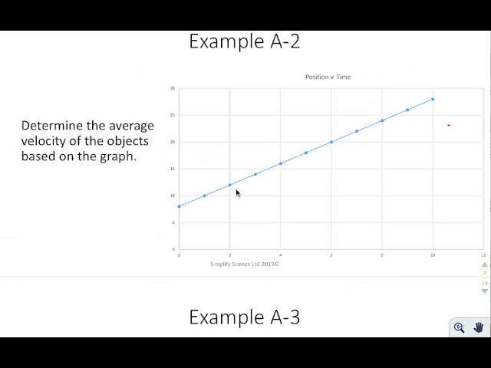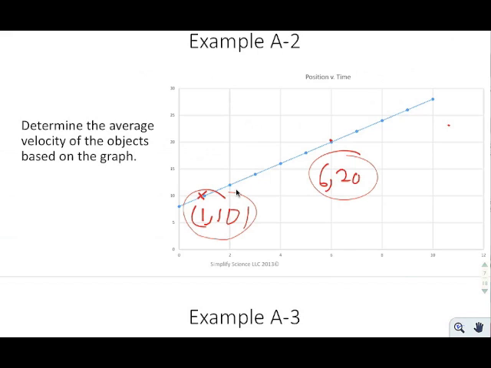Example A2 says determine the average velocity of the object based on the graph. So once again, if we're trying to find average velocity on a position versus time graph, we take any 2 points, and it doesn't matter what points you take. A lot of times it's easier to take ones that are actually on lines here. So I'm going to take this one right here, and I'm going to say that that's 1 comma 10. And then I can take another one that's, let's say, right here, and I can say that that is 6 comma 20. Since these are straight lines, it doesn't matter, the slope is going to be the same everywhere.